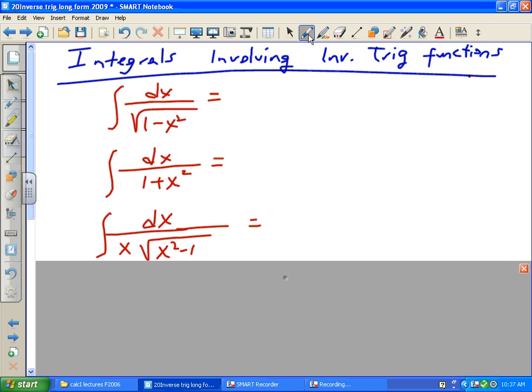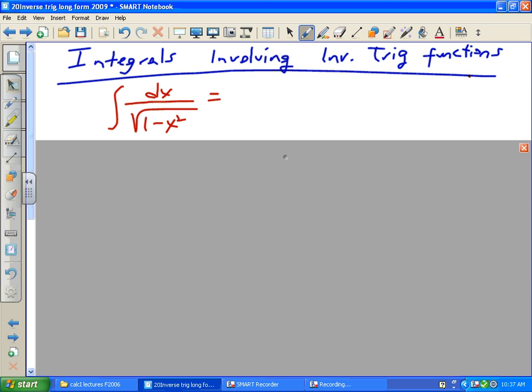We just learned that derivative of sine inverse of x, for example. Let's just do those one at a time. We just learned that derivative of sine inverse of x was 1 over the square root of 1 minus x squared. So what do you think the integral of 1 over the square root of 1 minus x squared is? Give me a function whose derivative is this. Sine inverse of x, right? So the answer to this one would be sine inverse of x.